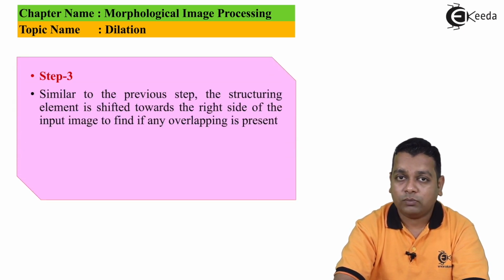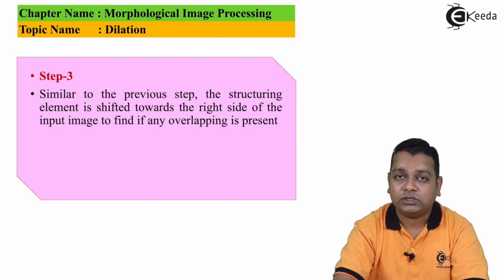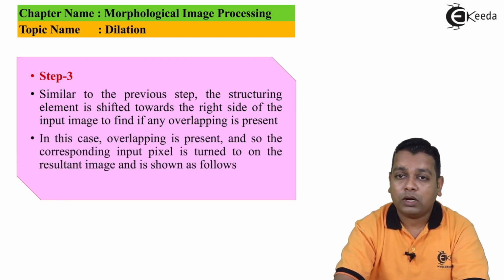Now we have step number 3. Similar to the previous steps 1 and 2, the structuring element is to be shifted towards the right hand side again over the input image to find if any overlapping is present or not. In this case the overlapping is present, so the corresponding input pixel is turned on in the resultant image, and that can be shown with the diagram.